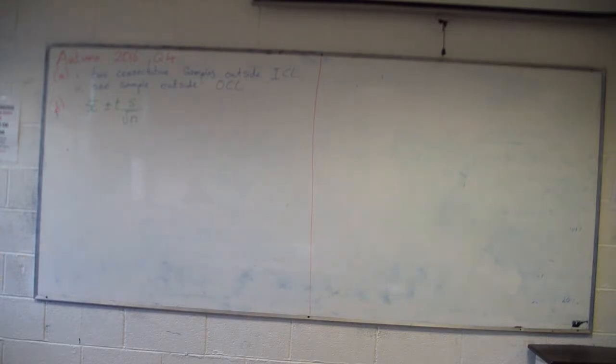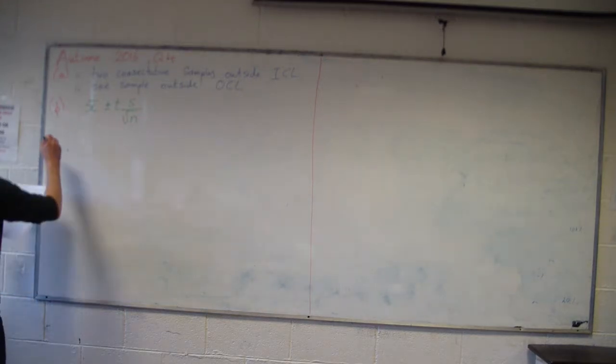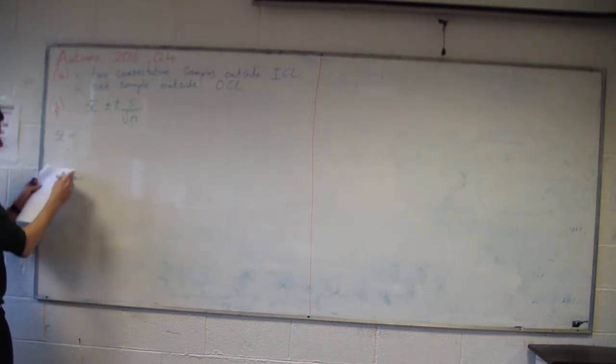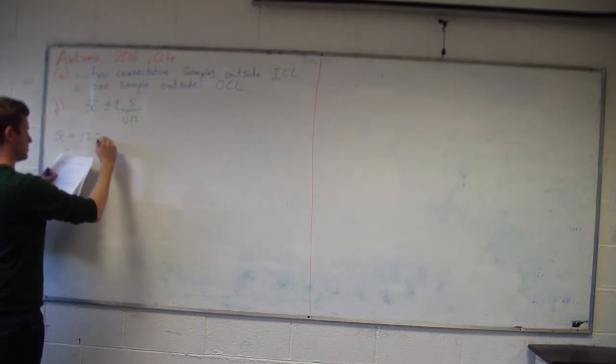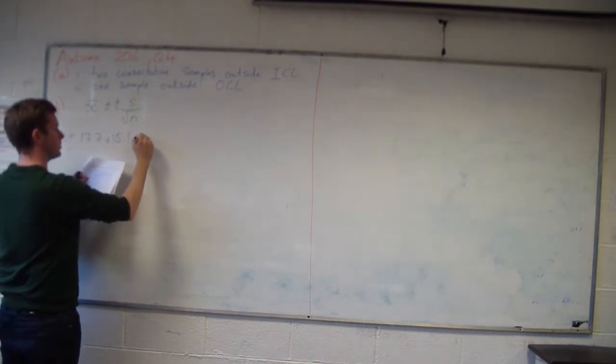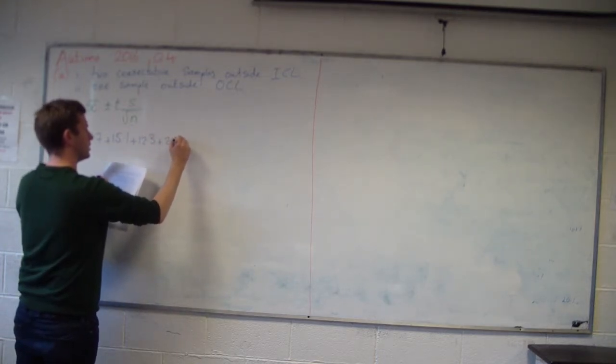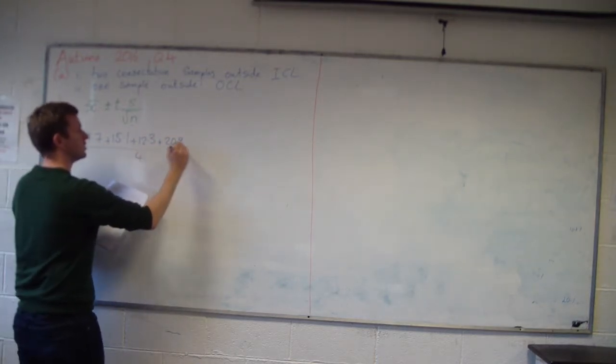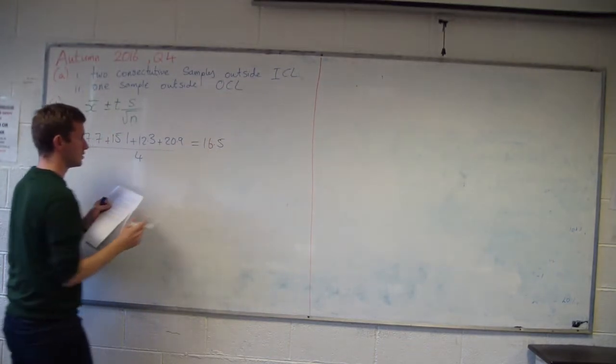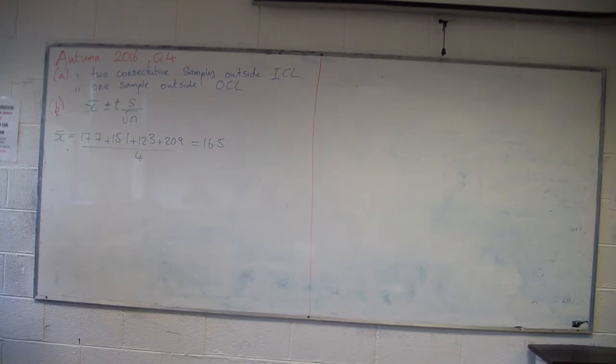What's x bar represent? The mean of the means. Yeah, it's just the mean. So we'll go to sample 3 there. We're looking at 17.7 plus 15.1 plus 12.3 plus 20.9 divided by 4. 16.5. Nice one. Is that the mean or the sample mean? That is the sample mean, but they use the same formula, so you won't get confused. The mean is supposed to be all of them, and the sample mean is just some of them.